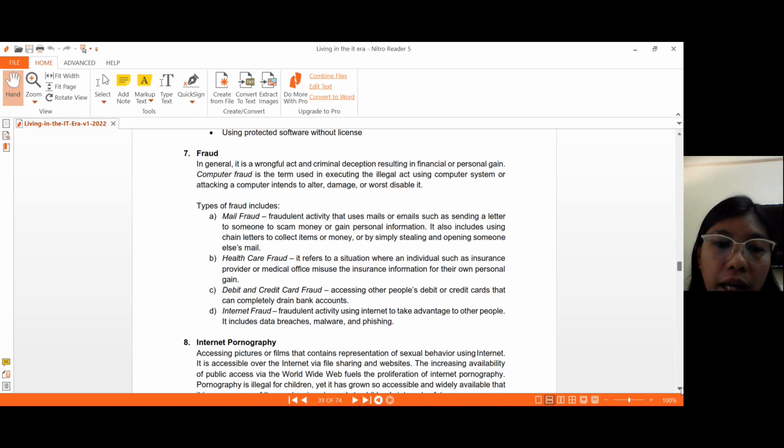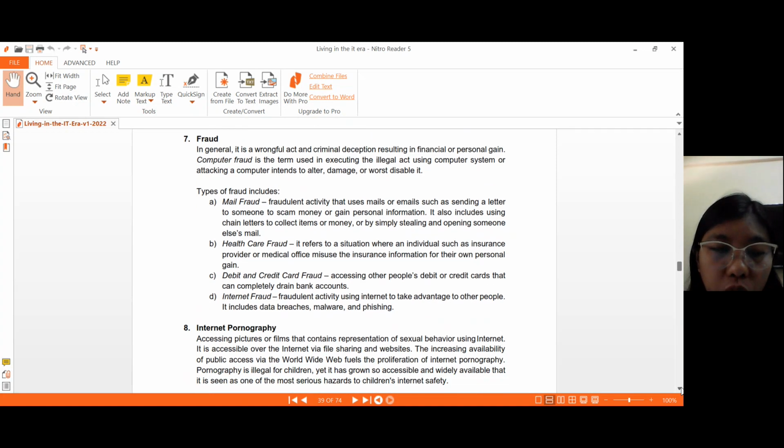So there are types of fraud, including mail fraud, fraudulent activity that uses mails or emails, such as sending a letter to someone to scam money or gain personal information. It also includes using chain letters to collect items or money, or by simply stealing and opening someone else's mail. Ayan, mail fraud yan, yung mga na-receive nyo sa emails ninyo, tapos be careful kasi baka may mag-click kayong link doon, makuha ang information ninyo.